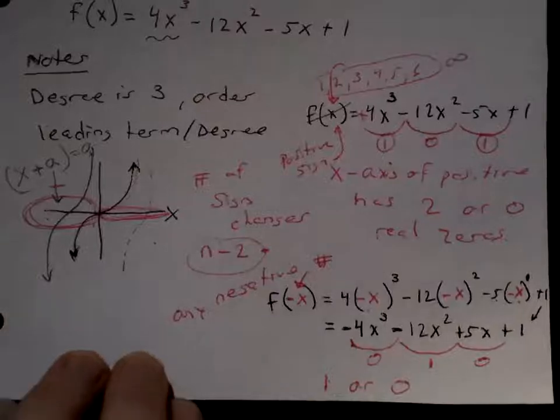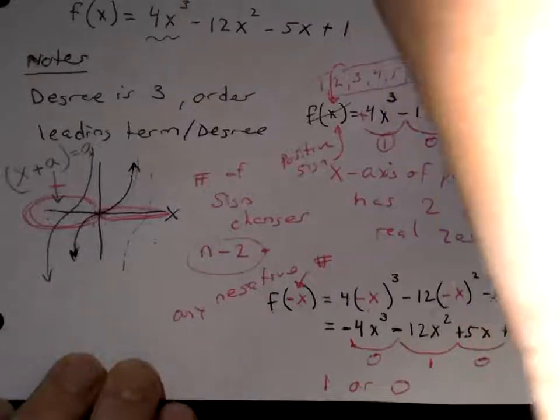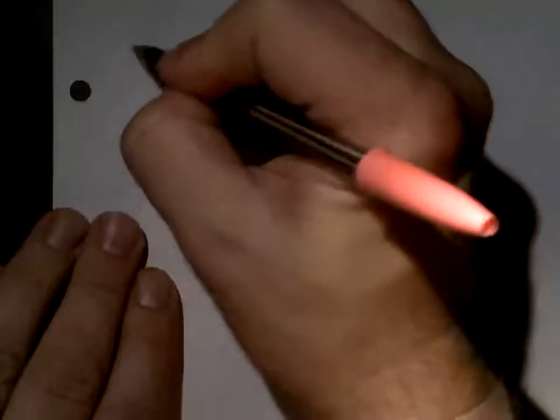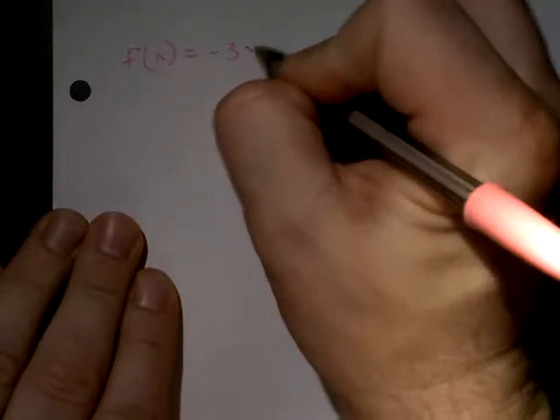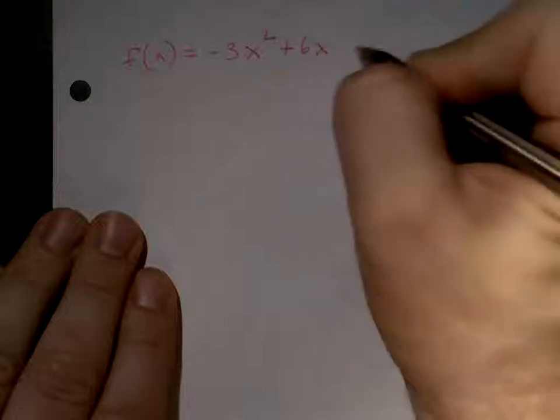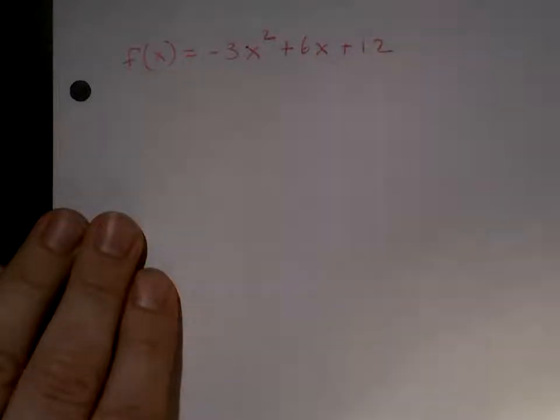Let's do another one to help us out with this. I'm hoping that this is making a little bit more sense than we had in class. Okay, so let's do something like this. Why don't we do f of x equals 3x squared plus 6x plus 12.